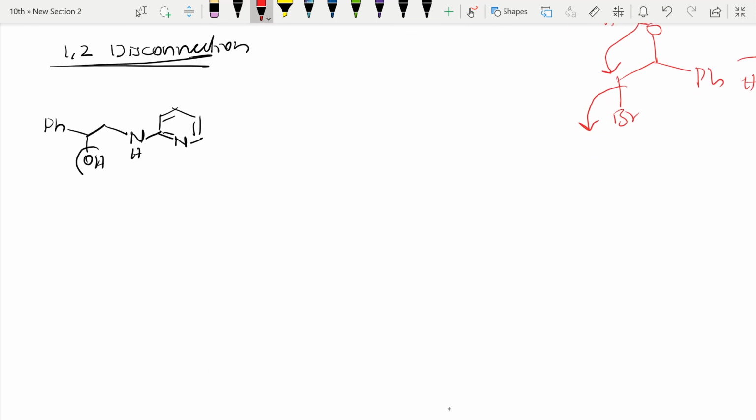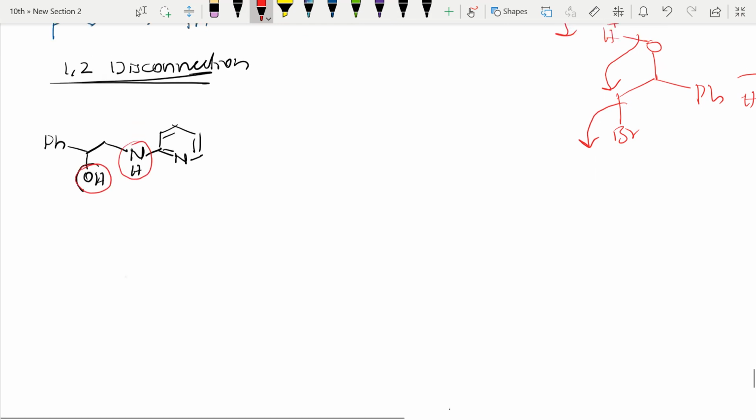This OH and this NH group, both are functional groups, let us assume. So here this carbon gets 1 and this carbon gets 2. For two functional groups, the carbons should get 1 and 2 like that. So for the disconnection possibility, see here, this disconnection will be good. Why is it good?